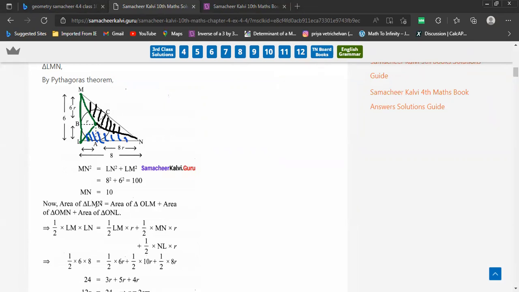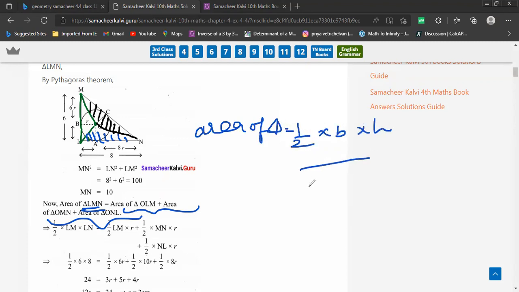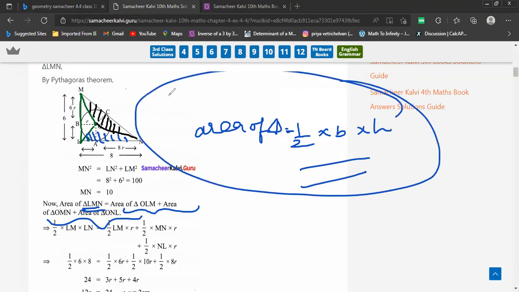So now we are saying that sum of these 3 triangles form the bigger triangle LMN, which means the right angle triangle LMN. So we are just trying to equate them. You know the formula for the area of the triangle already. What is it? It's half into base into height. So we are going to apply the same formula thrice on this. We are going to apply the formula on this triangle, and this triangle as well.